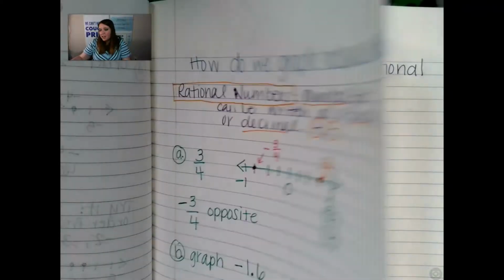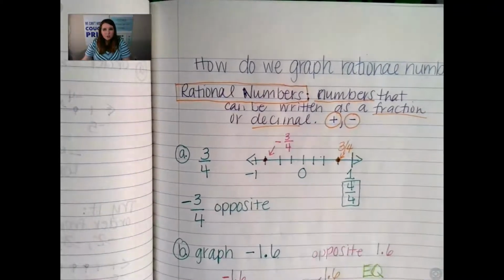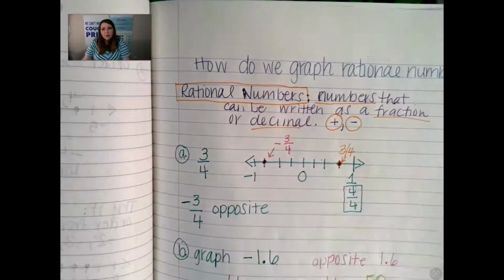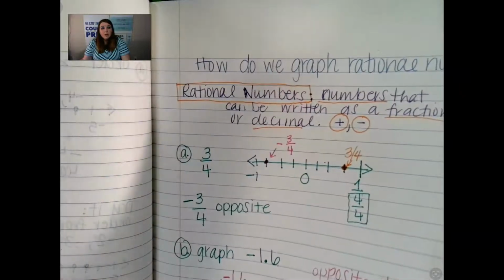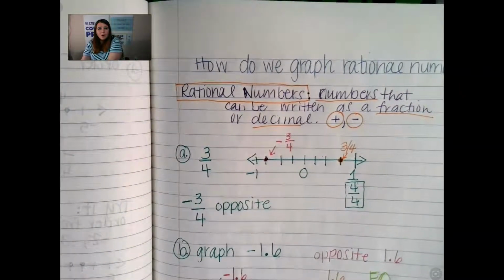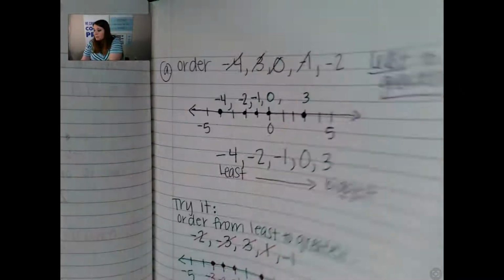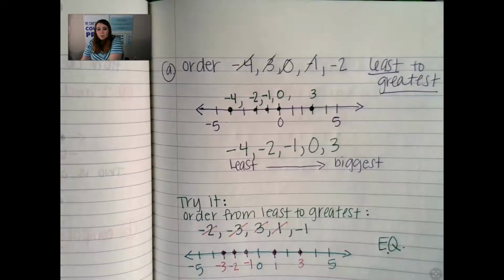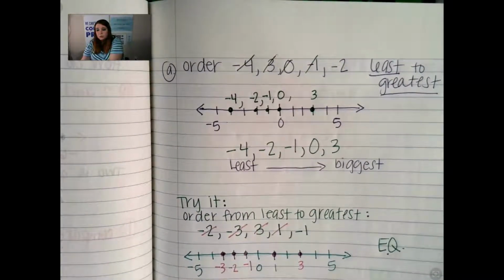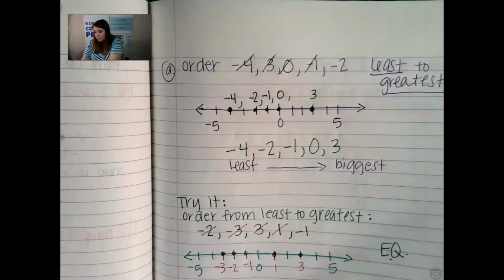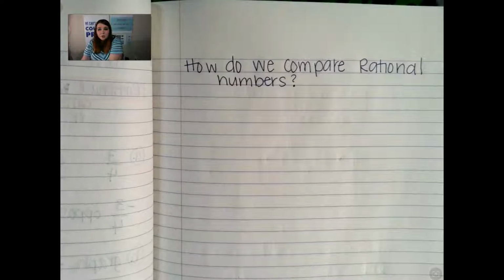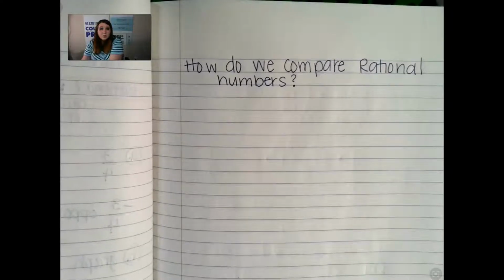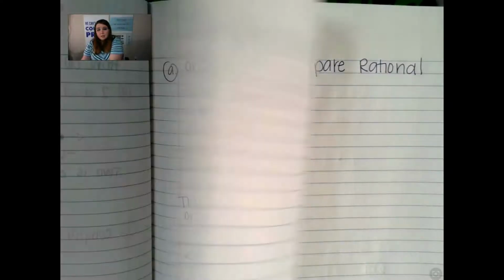Graders, in our last lesson we were introduced to rational numbers, and we saw that rational numbers are either fractions or decimals that are positive or negative. Today what we're going to do is look at how to compare rational numbers, looking at least to greatest, which one's greater than, which one's less than.